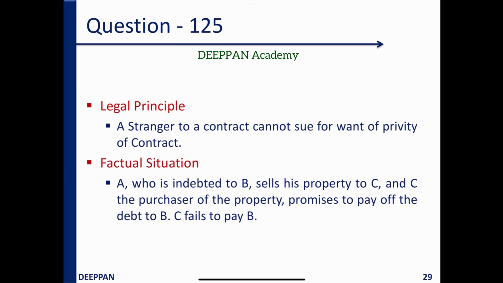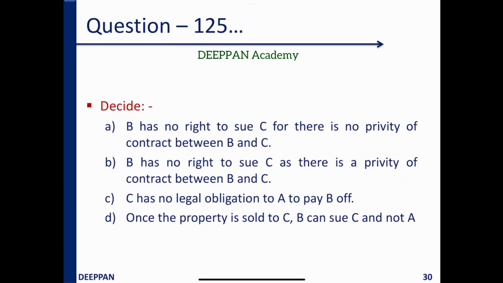Legal principle: a stranger to a contract cannot sue for want of privity of contract. Factual situation: A, who is indebted to B, sells his property to C, and C, the purchaser of the property, promises to pay off the debt to B. C fails to pay B. B has no right to sue C as there is a privity of contract between B and C.